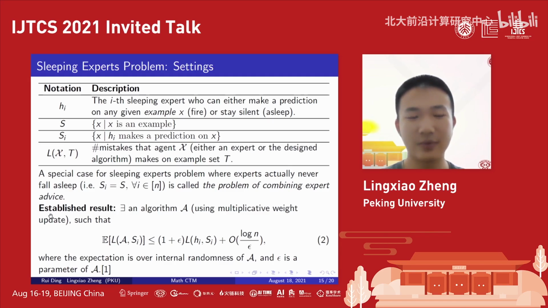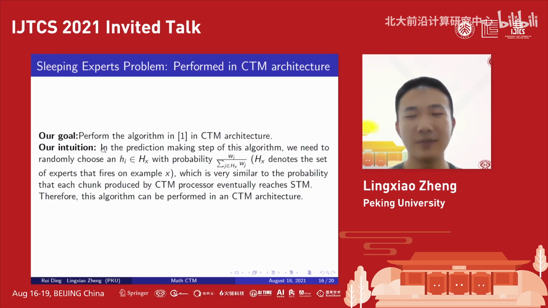And previous research has established an algorithm which uses multiplicative weight updates, such that its expected loss on each S_i is not too much greater than the loss of the corresponding sleeping expert h_i, as shown in equation 2. In this equation, the expectation is over the internal randomness of the algorithm, and epsilon is a parameter of the algorithm. And our goal is to perform the previous algorithm in the CTM architecture.